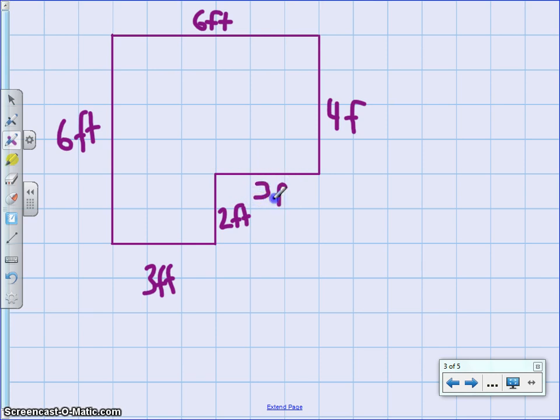Now, finding perimeter on this would be easy. I would just add up all the sides. But finding area, if I don't have all the squares on the inside, is going to be a little bit more challenging, because I can't just simply take my length up here, 6, and multiply it by my width down here, because I'm missing this section here. It's not a regular square, or it's not a perfectly shaped rectangle. So I would not be able to do that.